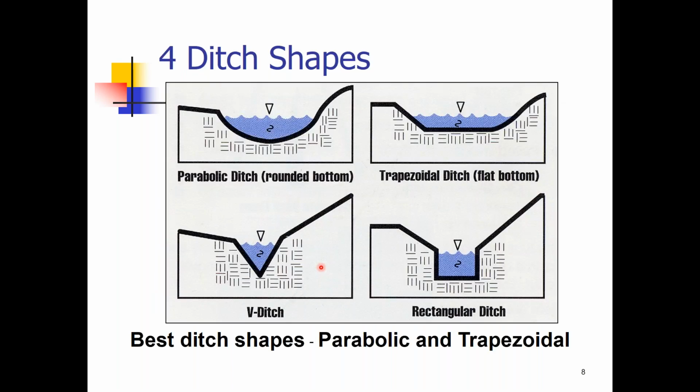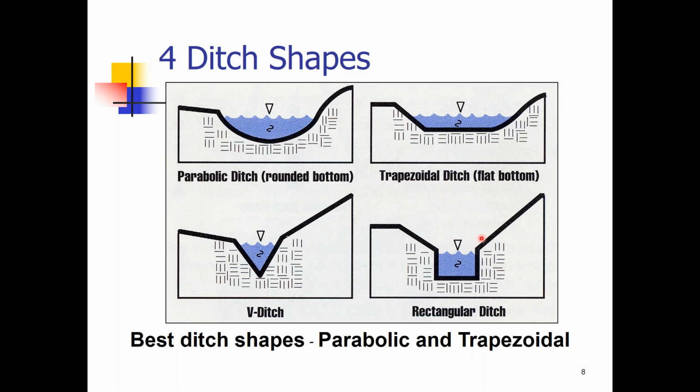In terms of the four ditch shapes, here's a demonstration of what those are. We have the rounded bottom, and that's another way of saying parabolic. It's a very good engineering term, but you can just think rounded bottom. For trapezoidal, I like flat bottom just because it's simpler to follow and easier to understand. And obviously V ditches are exactly what they sound like, rectangular ditch in the very same way. And you can see on this presentation, truly the best ditch shapes are parabolic and trapezoidal.